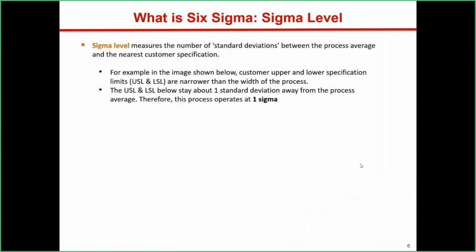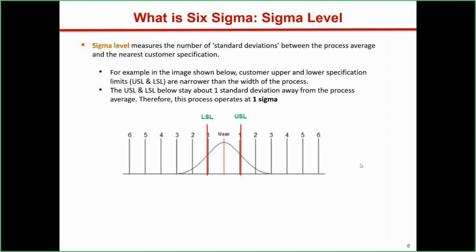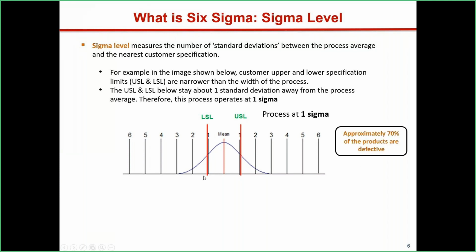So we will now move on to what is Six Sigma levels. So now that we say Six Sigma, let's understand what Six Sigma is. Six Sigma level measures the number of standard deviations between the process average and the nearest customer specification. So for example, in the image shown below, the customer upper and lower specification limits, that is USL and LSL, are narrower than the width of the process. So if you see the entire process, they are narrower than the width of the process. So USL and LSL stay about one standard deviation away from the process average.